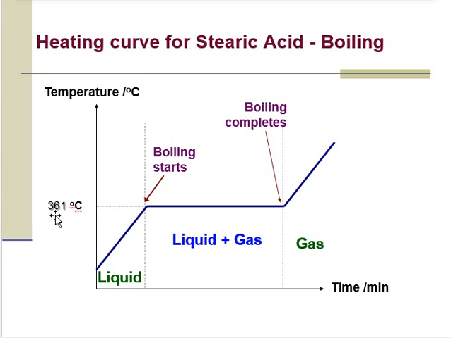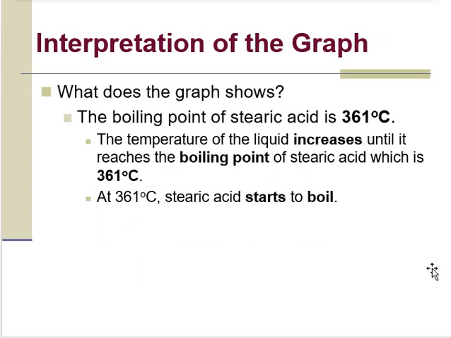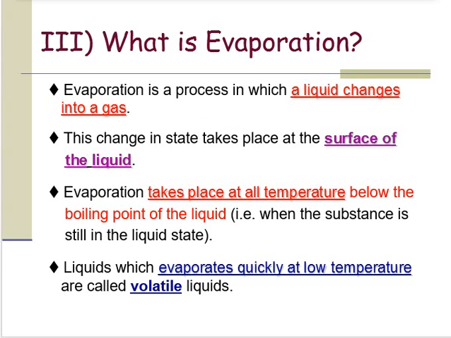Now, let's take a look at the heating curve. Continuing from the same experiment, I can just continue to heat and I will be able to obtain a heating curve for your stearic acid. So this time around is for boiling. Now, take note, take a look over here. For part A, the label is now different. So the boiling point of your stearic acid, from this graph, you should be able to tell that it should be 361 degrees Celsius. The rest of the graph will remain the same.